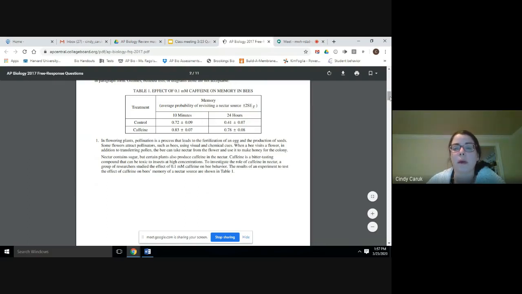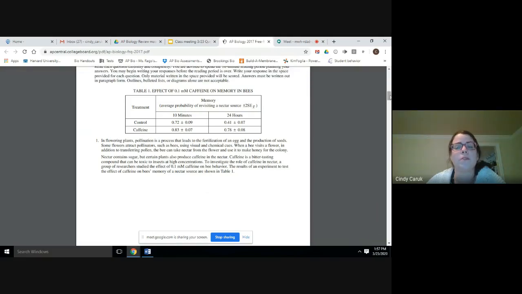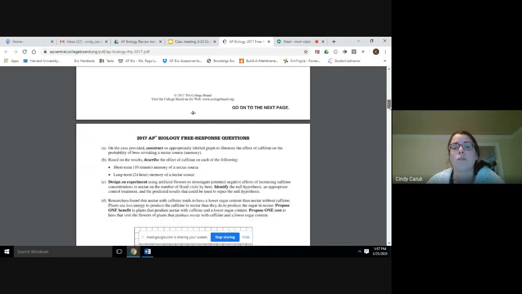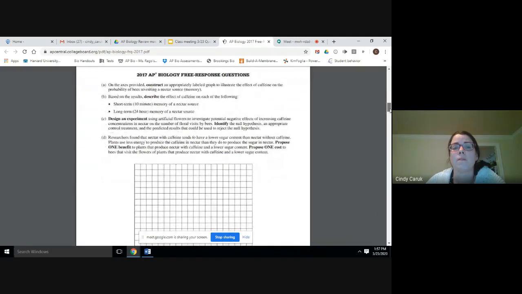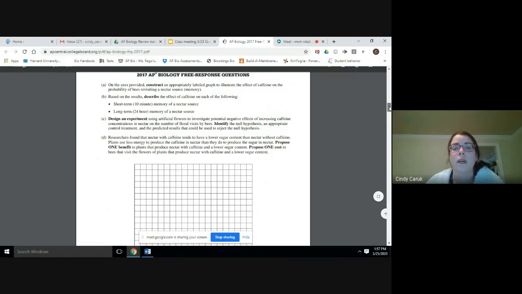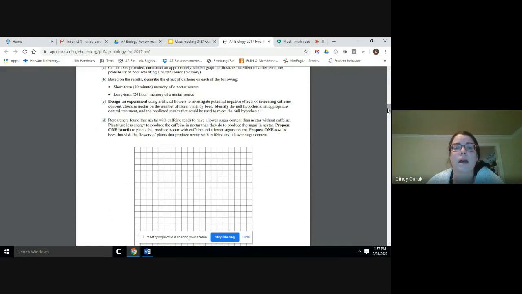Then you read up about the memory of bees. You're not expected to know about the memory of bees. You're just applying how to do these confidence interval bars. So you're constructing your graph, right? You label your Y and your X-axis appropriately, include your units, and always put a title. Then you graph it, and you put in your standard error bars, right? And then you would describe the effect, right?